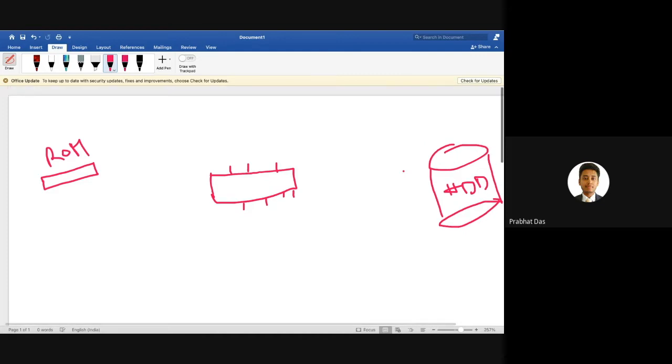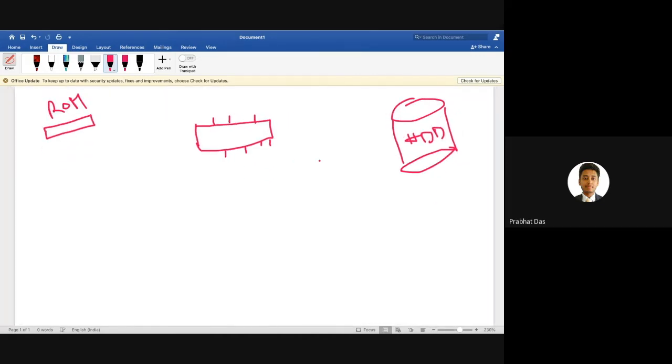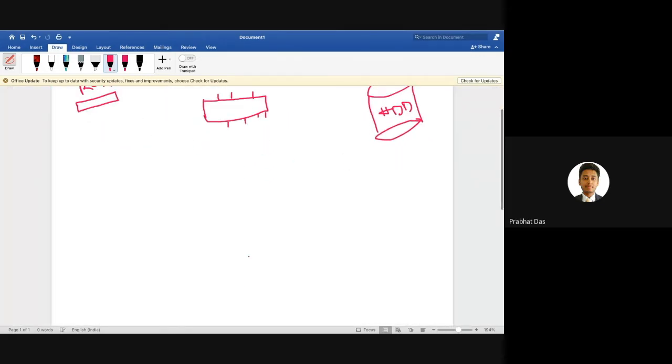Okay, hard disk drive, and this is the operating system that you have. Let us assume that this is the Windows operating system that you have.